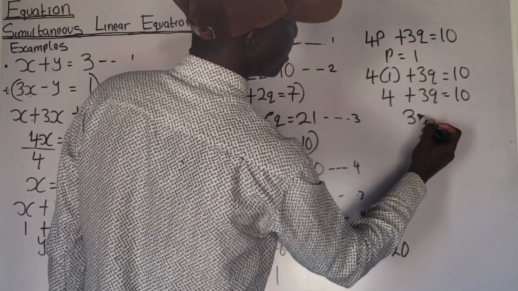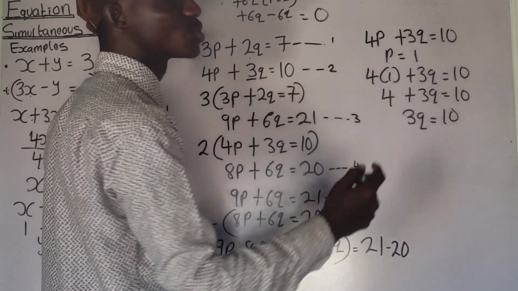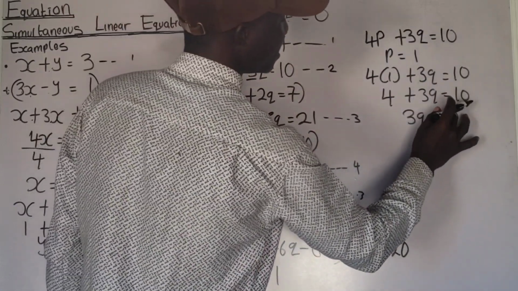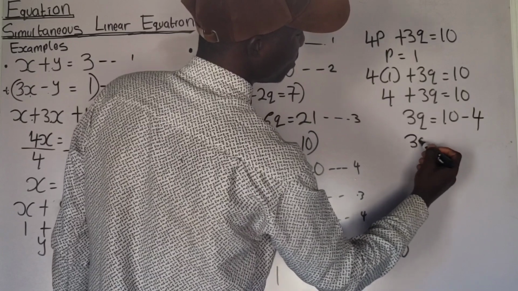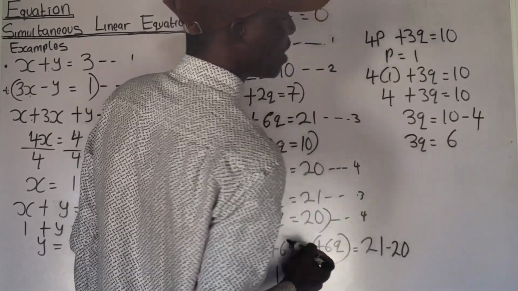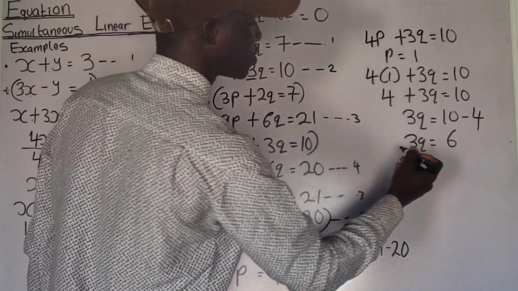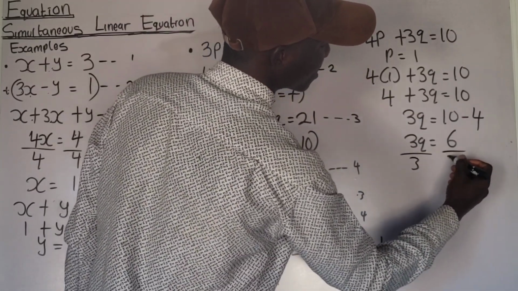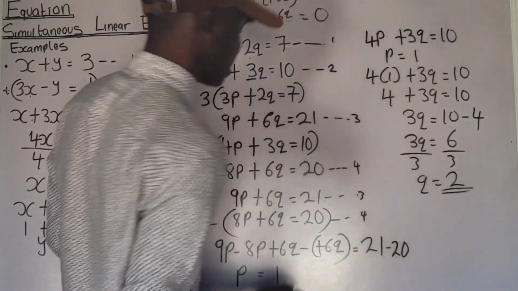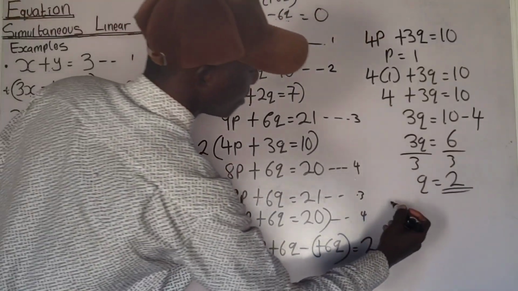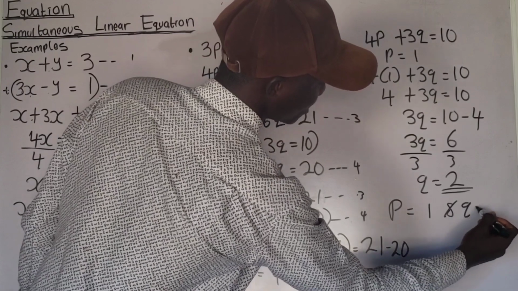That means 3q equals 10. If this positive 4 crosses the equals sign, it will change to negative. So I'm going to have 10 minus 4. 3q equals 6. We are going to divide both sides by 3. So I'm going to have this over 3 and this over 3. That means q equals 2. That is the answer to the question. So p equals 1 and q equals 2.